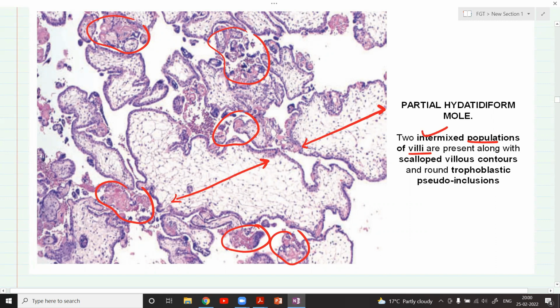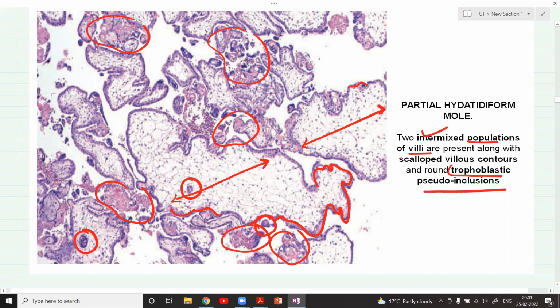Very important, look at their contour. If you see, they have a scalloping. Can you appreciate the scalloping? This is very important, that the contours show certain scalloping. And they have round trophoblastic pseudo inclusions. The trophoblastic pseudo inclusions are these structures which are present within the edematous villus. Can you appreciate? They are present inside. These are called trophoblastic pseudo inclusions.